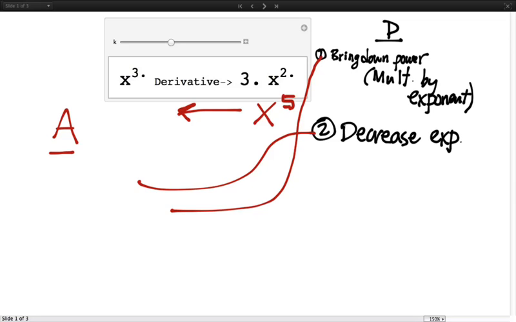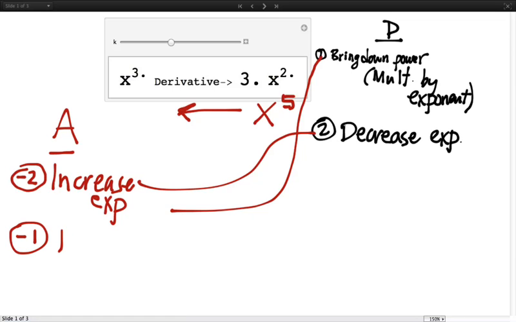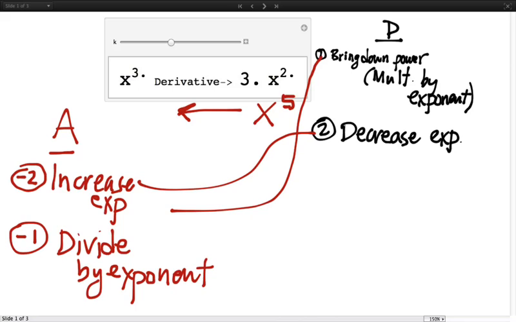So the first step that I'll do is the opposite of the last step from before. Instead of decreasing the exponent, we're going to start by increasing the exponent by 1. And following that, divide by whatever our new exponent is. So the antiderivative of x to the 5th would be x to the 6th divided by 6, indeed.